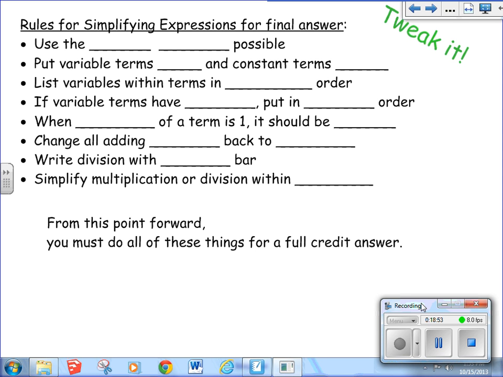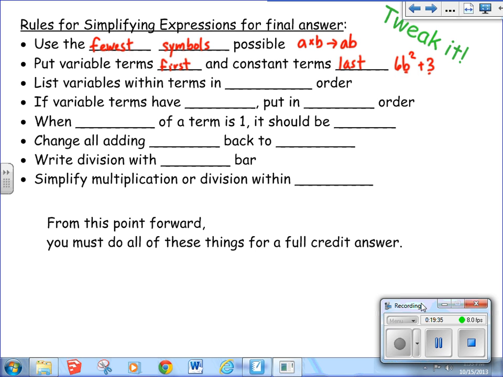First of all, we use the fewest symbols possible. So, for example, between two variables a times b, we don't want you showing that multiplication symbol. It should just be ab. Fewest symbols possible. Next, put the variable terms first and constant terms last. So, in an algebraic expression that has a variable term and a constant term, like 6b squared plus 3, we put the variable terms in front and the constant terms last.